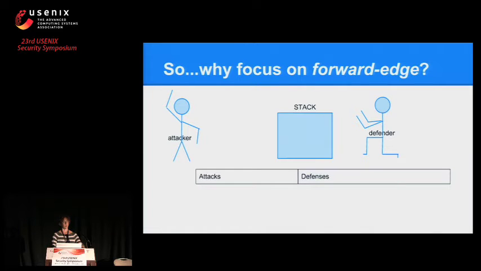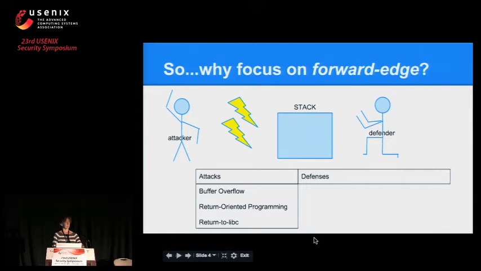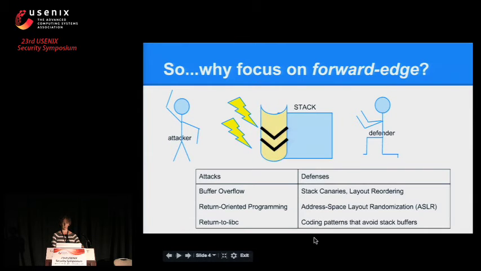So why are we focusing on forward edges in particular? There's a long history of stack-based attacks, and there's a correspondingly fairly well-known set of stack-based defenses. Now these defenses are pretty well known, they're fairly widely deployed, and for the most part they are highly effective, with the upshot being that the stack these days is usually pretty well protected in mature and well-written code, and we're seeing fewer and fewer successful stack-based attacks out in the wild.